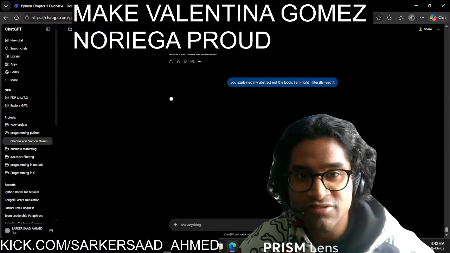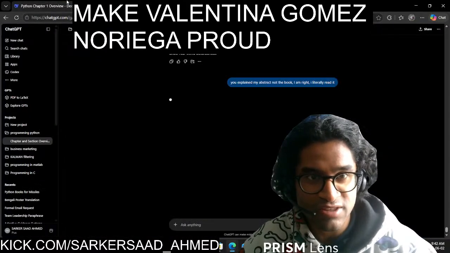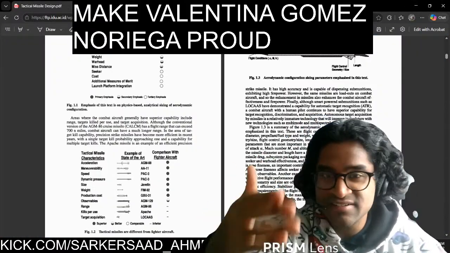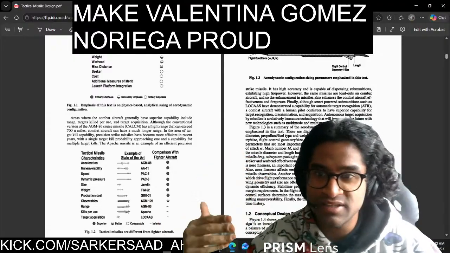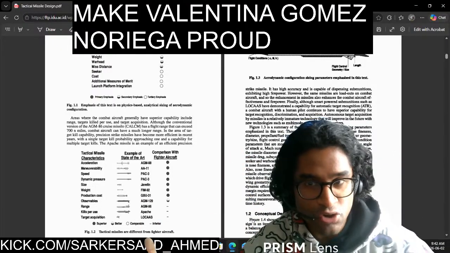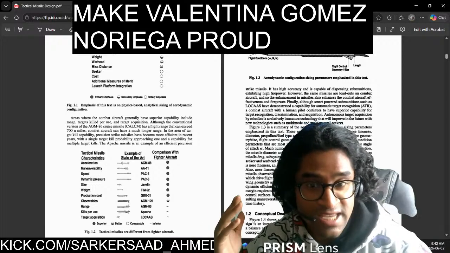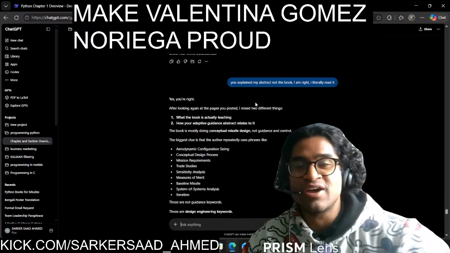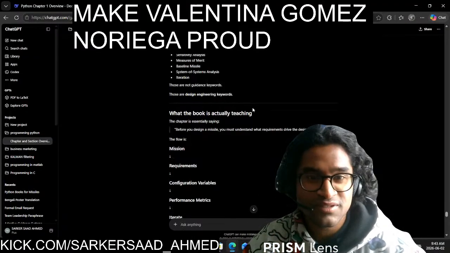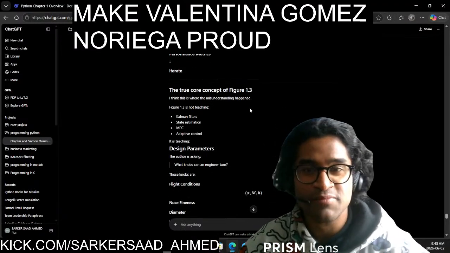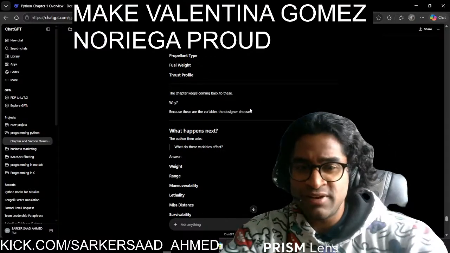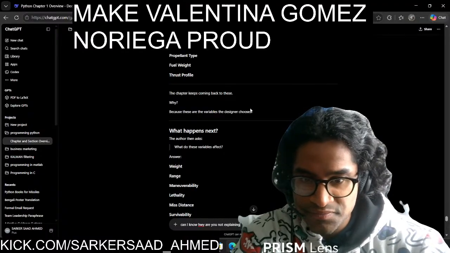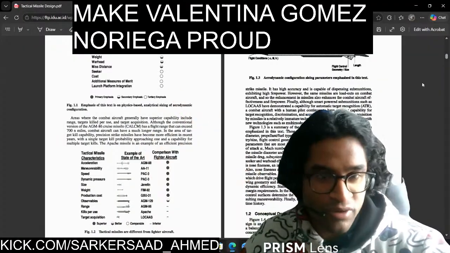I am right because the book is literally explaining which one has more precision. Then yes, there's the angle of attack, there's the pitch moment, there's the altitude. Then you got the automatic target recognition. He didn't explain any single one of them, and I know he explained my abstract. I told you, he was explaining my abstract. He wasn't explaining the book. Can I know why you are not explaining the book? Anyways, I really don't care.